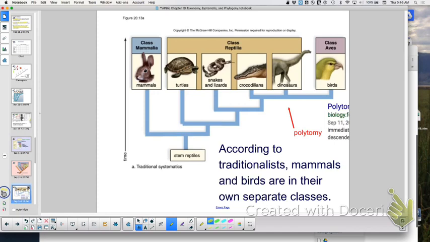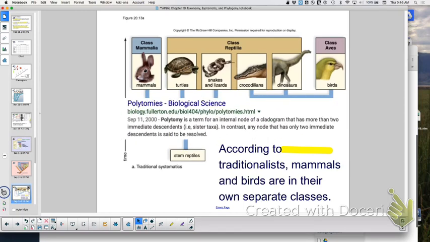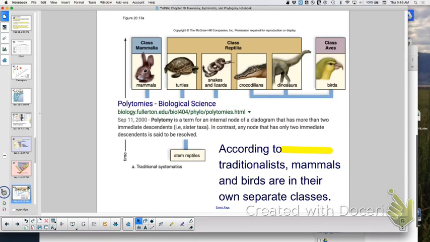So polytomy, why doesn't the dark-shirted bio buddy tell them what is poly, just first of all, what does poly mean? Many, okay. So go ahead, dark-shirted bio, and tell them what polytomies are. Go ahead.